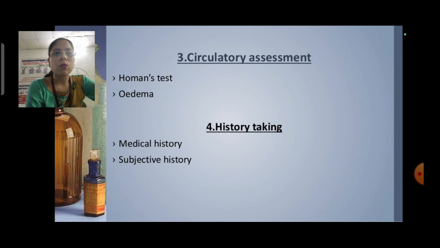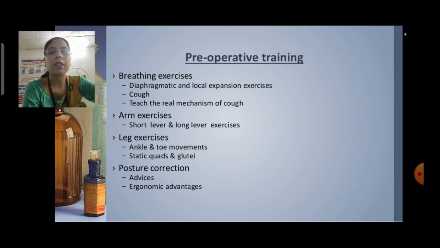Proceeding on to the circulatory assessment, we will look for the Homan's test, and we will look for the edema if there is any. Then coming on to the history taking, one should look for the medical history, if the patient is taking any type of medications, or we will look for the subjective history or personal history related to the patient.